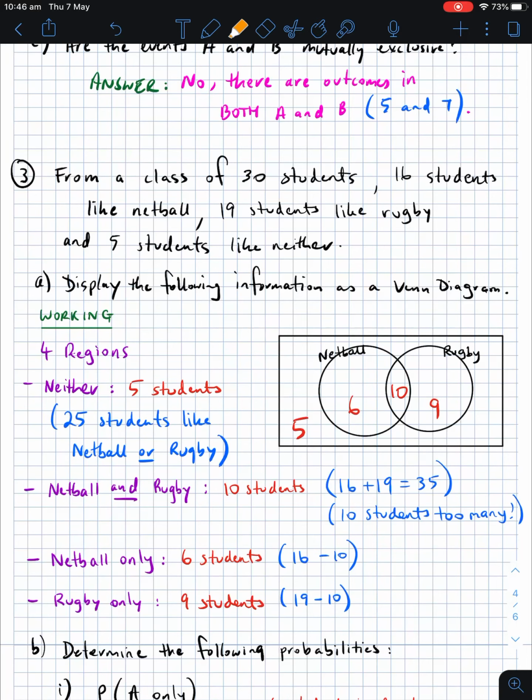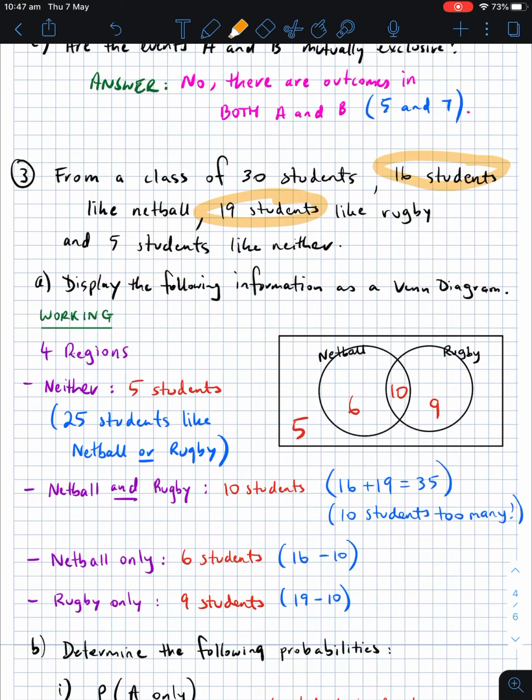Next up, this is the hard part. Now that we've got this 5, we want to go for the center part, the students that like netball and rugby. So how do we do that? Well, I figured out that there was 10 students in the middle. The way that I do that is I add up the 16 and the 19 students that like netball and rugby. So that's 35 students. But there's only 30. There can't possibly be 35 students if I add them together like that.